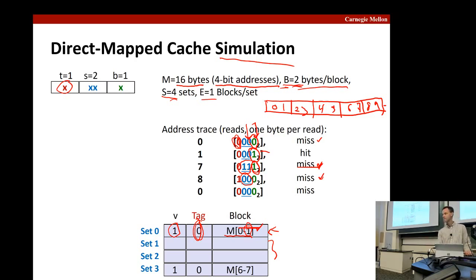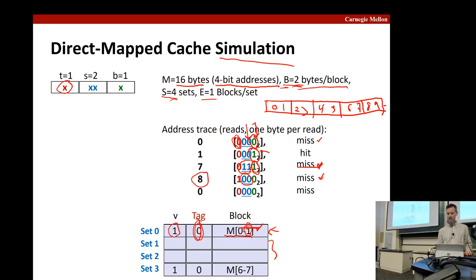Yes? You said 8 is a cold miss, but didn't we already put something in set 0? So wouldn't that be a conflict or capacity miss? So that's a good question. One of the ways to think about it is that if the cache were infinitely large, would it still be a miss? And the answer is yes, because we don't have 8 in there at all. But if you have 8 there, you wouldn't have a miss at all, right? So like you said, the reason why it's a cold miss is because 8 is not in there? Right. Well, it's because it's the first time you've ever accessed that cache line.